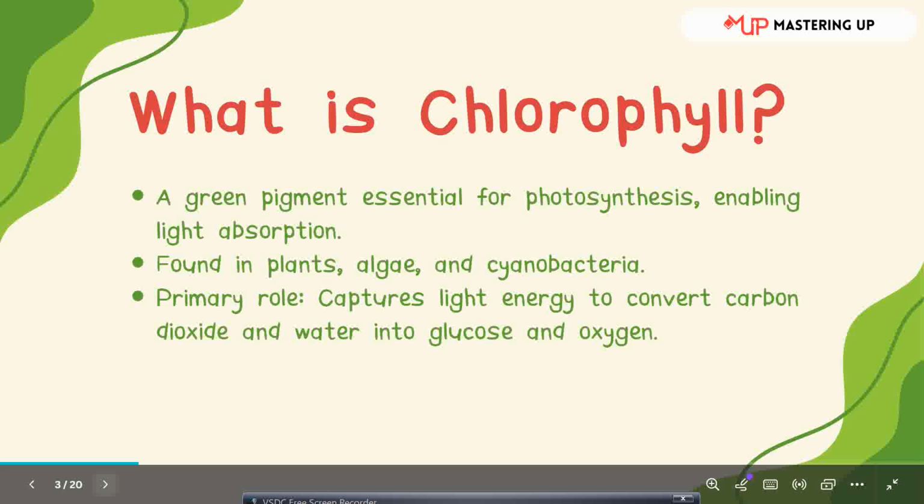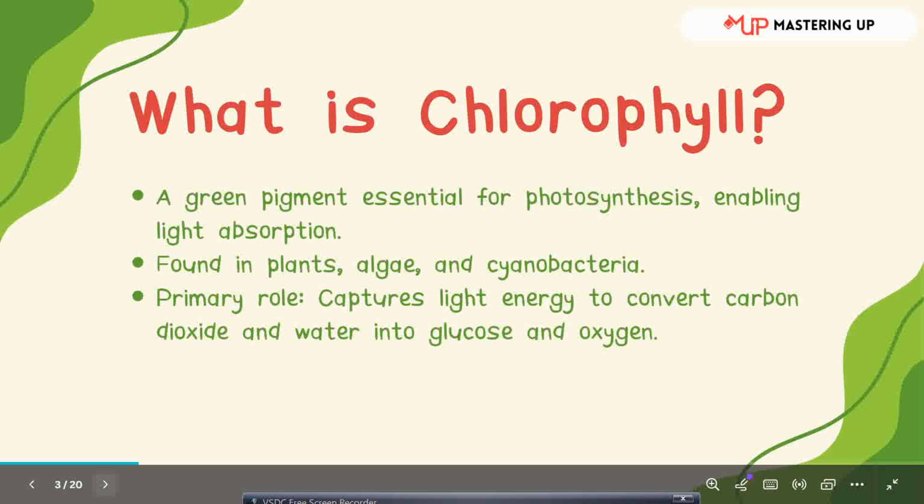Now, what is chlorophyll? In all the classes, before starting a particular topic, we will be discussing what that topic means. In previous classes we discussed what chlorophyll is, and most of you know it. But let's start with the basic definition. It is a green pigment essential for photosynthesis, enabling light absorption. In the sections on photosynthesis, we will be studying how light is absorbed and how this light energy is converted into chemical energy. In that process chlorophyll is necessary, as the green pigment essential for photosynthesis.